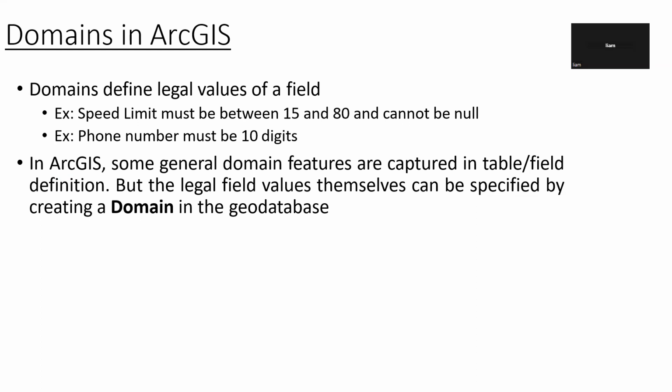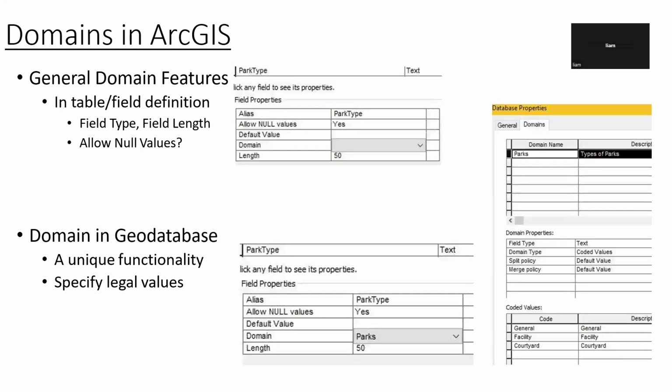Okay. So in ArcGIS, some general domain features are captured in the table and field definition. You can find it in the geodatabase or also in ArcGIS software like ArcMap or ArcGIS Pro. But the legal field values themselves can be specified by creating a domain in the geodatabase. So you can set up the domain in the geodatabase too, but these are legal field values. Anyway. Okay, so this is an example, a screenshot of how to set up a domain.